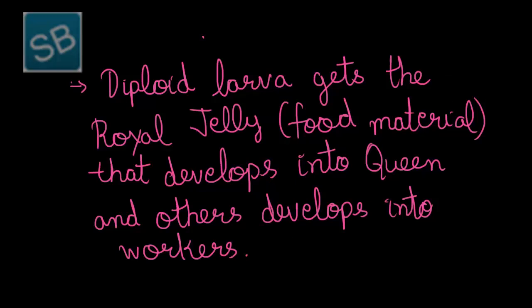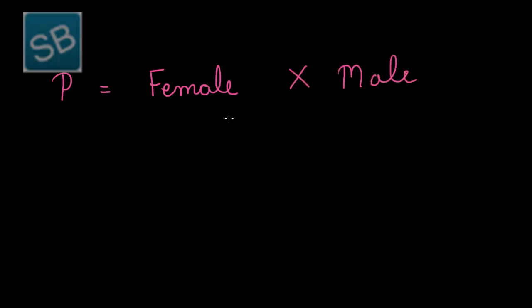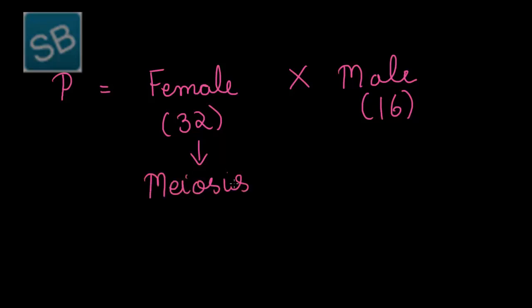So, this is how the entire mechanism of sex determination goes on. So, in all, how does the cross occur? Parents were female, when crossed with male. Here the female contains a 32-chromosome set while the male contains only 16, because it is diploid and haploid. Now, this 32-chromosome female would undergo meiosis since it is diploid in nature, while the haploid male would undergo mitosis.